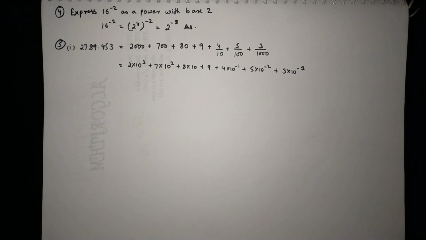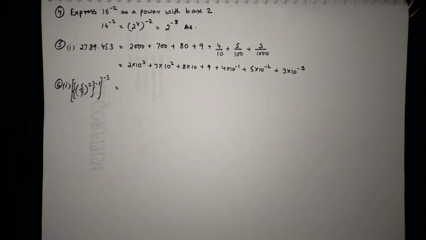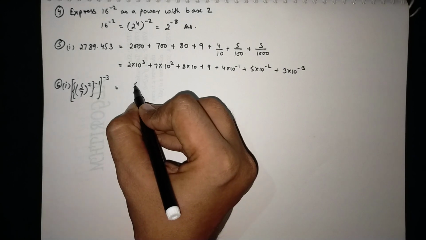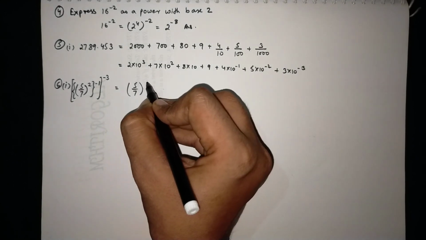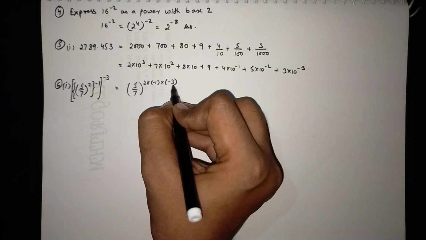Now question number 6. Simplify and write in the exponential form with a positive exponent. We have to represent the answer in a positive exponent. Let's see the first part of this one. In the first part, we are having 5 upon 7 to the power 2, then to the power minus 1 and whole to the power minus 3. And as we know, in this situation all the powers are being multiplied, so we can write this one as 5 upon 7 whole to the power 2 into minus 1 into minus 3.